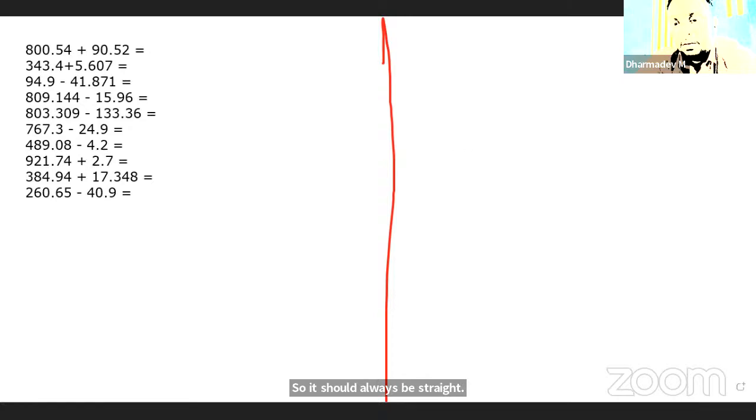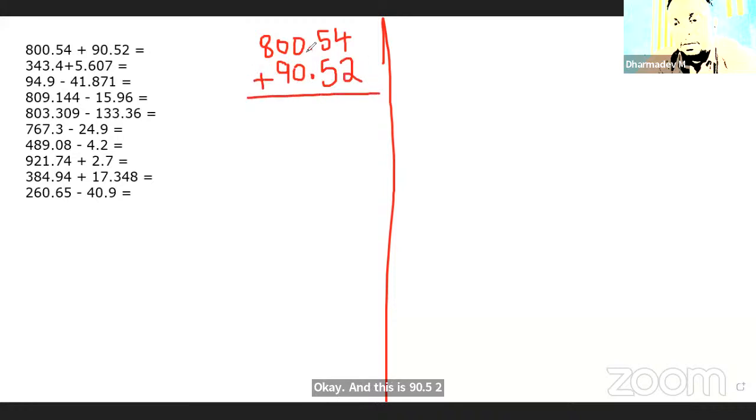So for example, if I take the first one as 800.54, and this is 90.52. So the decimal points should be straight like this. If you have not done this, then your answers are wrong.